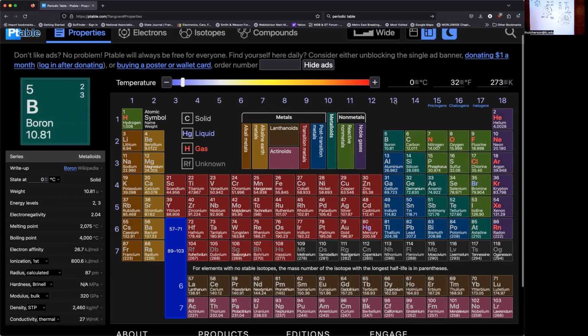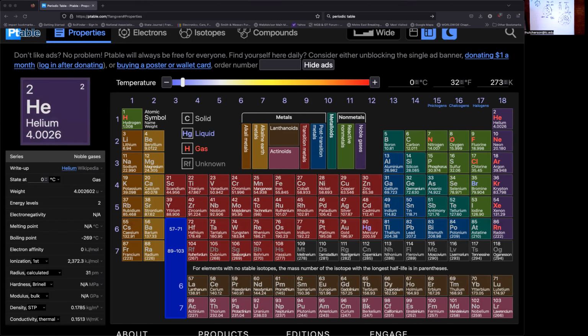We go over to group 13, which on older periodic tables is actually called 3A. But group 13, we're going to have 3 valence electrons. 14, we're going to have 4 valence electrons. 15, we're going to have 5 valence electrons. 16, we're going to have 6 valence electrons. 17, we're going to have 7. And of course, 18, we're going to have 8.